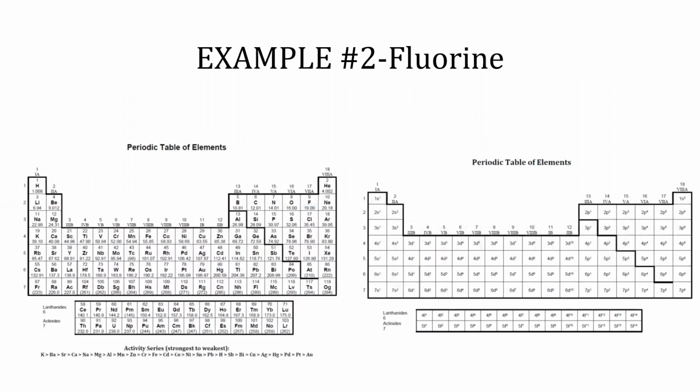The second example is fluorine with an atomic number of 9, so it has 9 electrons. The electronic configuration for F is 1s2, 2s2, 2p5.